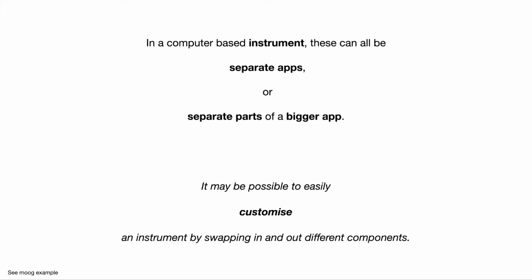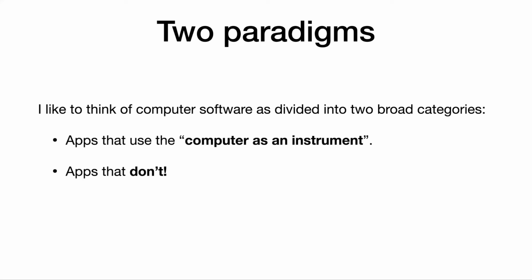We can have a controller app which sends signals to a generator app which sends audio to an effects app, or they can be all together in one big app. Now, what this means is we can often mix and match the different components. One type of controller can control a particular type of sound generator, which then sends its signal into a different effects processor. I like to think of computer software as being in one of two paradigms.